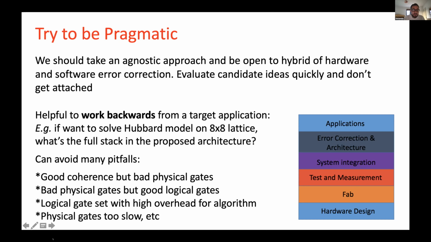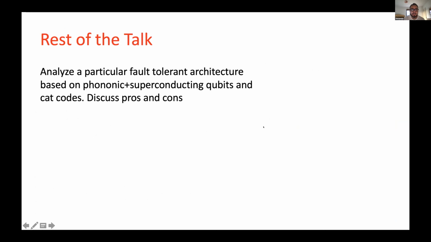Or maybe you can have a logical gate set that works well, but it's not the one you need for your application, right? Or maybe everything's just too slow, and then if it's too slow, it defeats the purpose, right? The point here is to try to get speed ups. So these are some of the things that I think is helpful to have in mind when you're thinking about this problem.